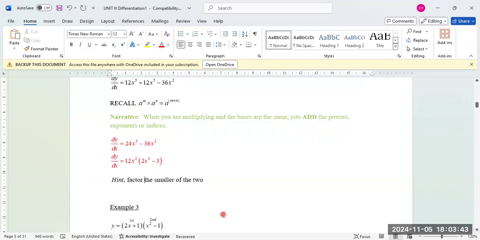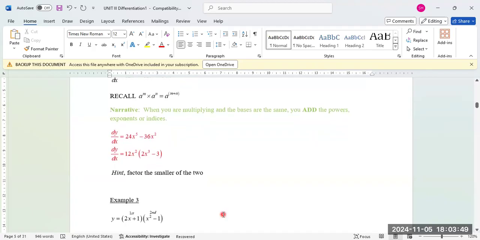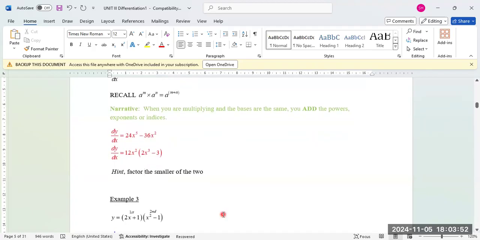All right, there you go. I have another question there for you. y is equal to 2x plus 1 times x squared minus 1. Just one question and then I'll leave you. Will I at any point in time apply the power rule? No, sir, because the index, or power, or exponent is 1 for both of them. I don't have anything raised to anything greater than 1. Very good. All right, on the mark, get set, go.